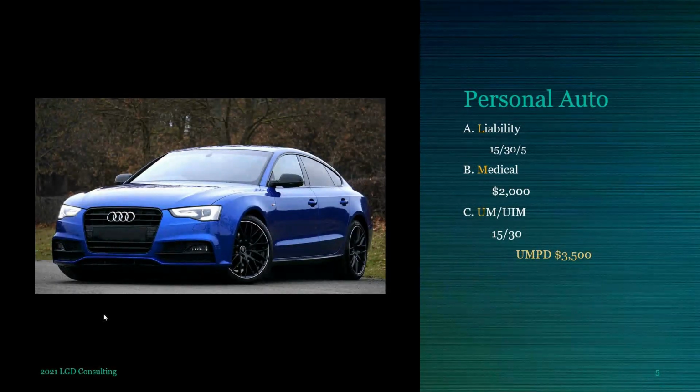Okay, and so they'll ask you that, so you've got to know that. If Part A, liability, covers the people in the other car, then Part B, medical, covers you and your family and friends in your car.